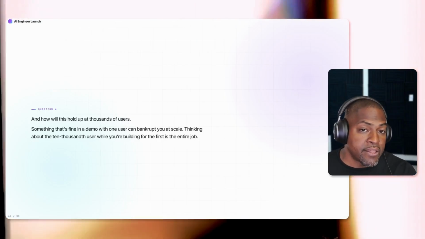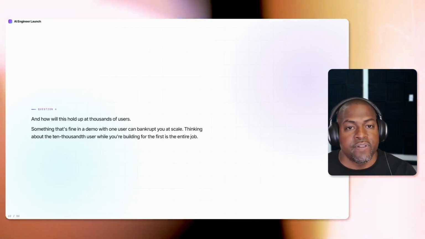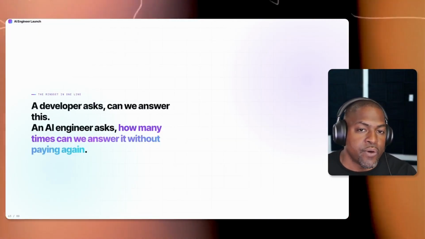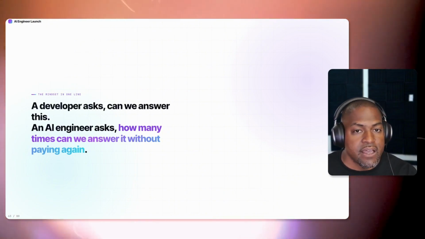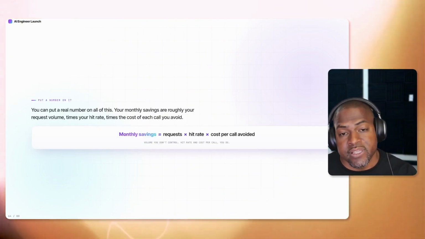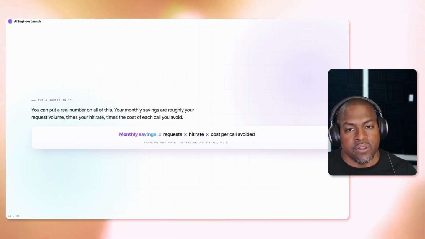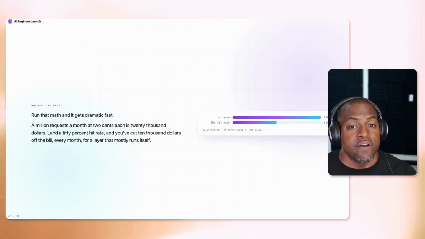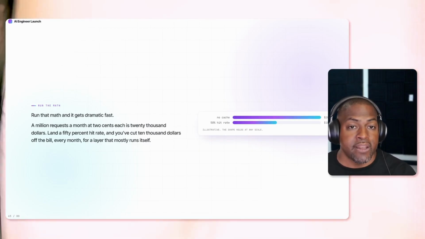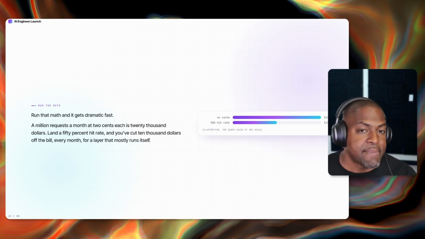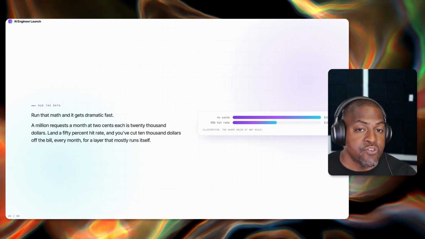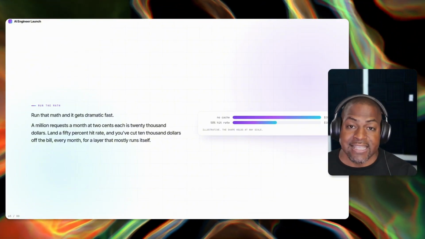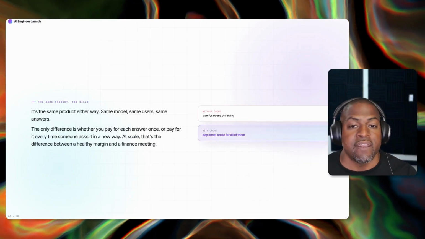You can put a real number on all of this. Your monthly savings are roughly your request volume times your hit rate times the cost of each call you avoid. Run that math and it gets dramatic fast. 1 million requests a month at 2 cents each is $20,000. Land a 50% hit rate and you've cut $10,000 off the bill every month for a layer that mostly runs itself. It's the same product either way, same model, same users, same answers. The only difference is whether you pay for each answer once or pay for it every time someone asks it in a new way. At scale, that's the difference between a healthy margin and a finance meeting.